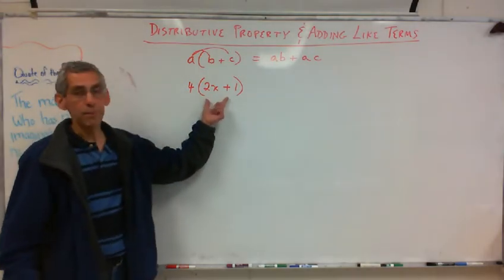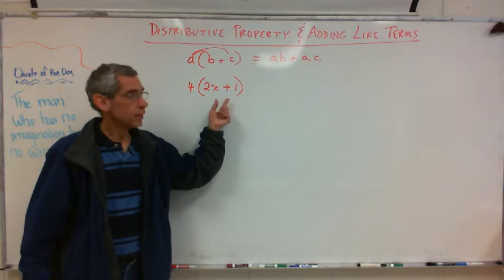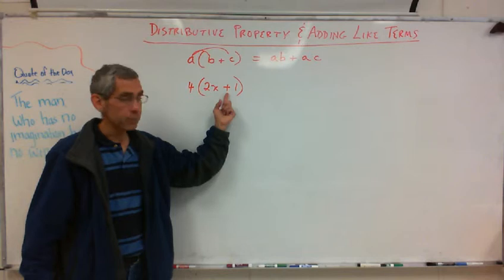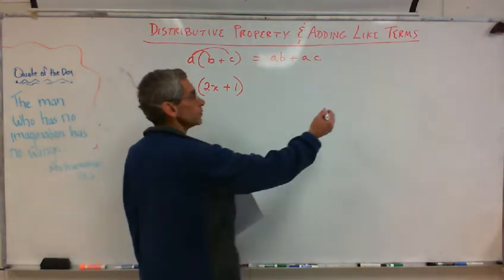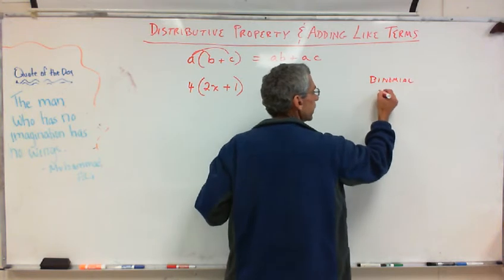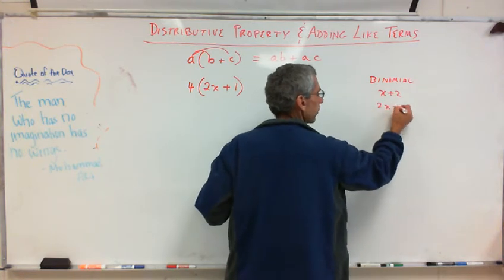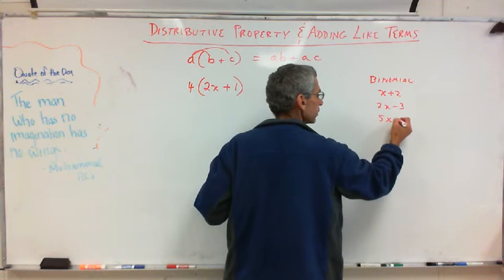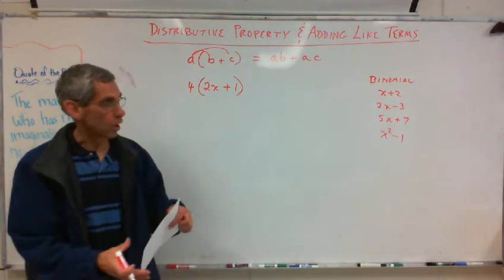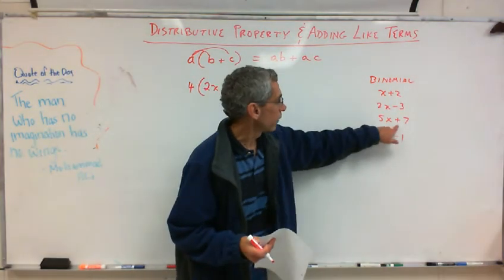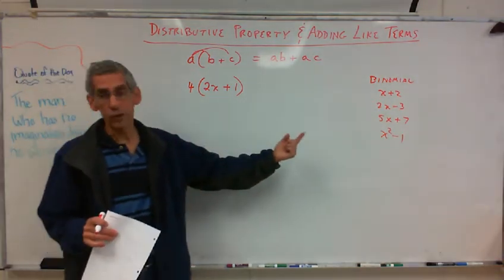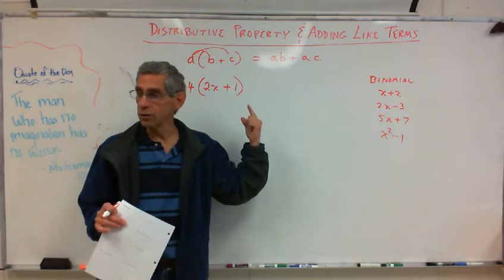This is actually called a binomial. It's two terms. 2x is one term, 1 is another term, and it's separated by a plus sign. It's called a binomial. So an example would be x plus 2, or 2x minus 3, or 5x plus 7. Or you could do x squared minus 1, or anything. As long as there's 2 terms, and they're separated by a plus or a minus sign, it's called a binomial, right? So those are often what you're doing when you're doing distributive properties.